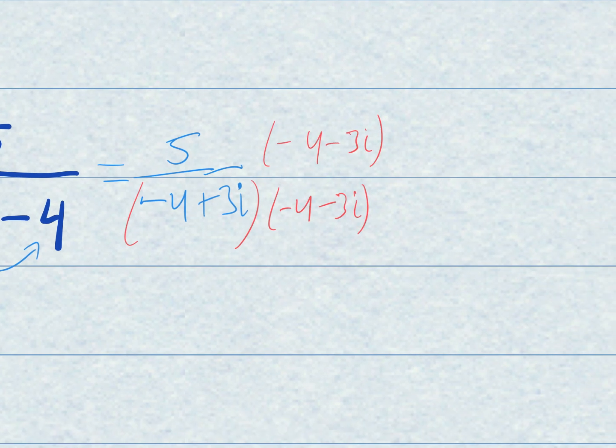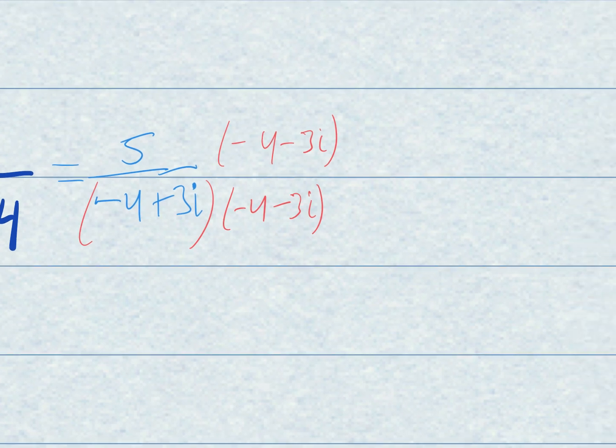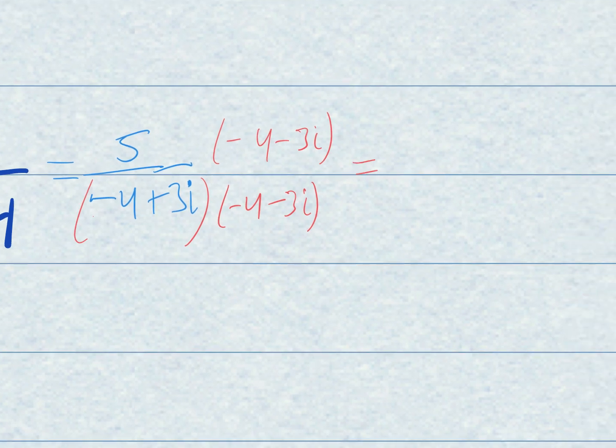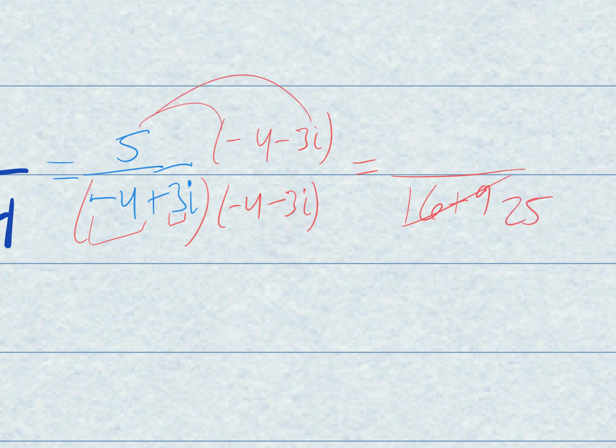All right. On the bottom, again, use the shortcut, right? So we're going to square the real part. Negative 4 squared is 16. And the imaginary part is 3, so 16 plus 3 squared, which is 9. That's going to give you 25. And on the top, we can distribute 5. So 5 times negative 4 is negative 20, and then 5 times negative 3i is negative 15i.